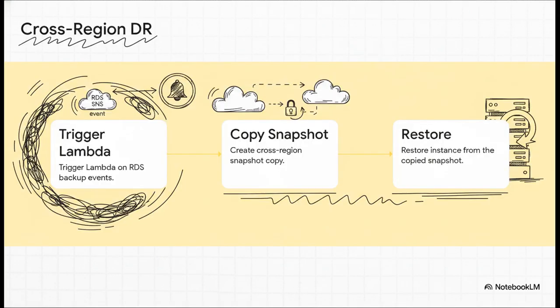So what about disaster recovery? We need strict recovery time objectives, or RTO, across regions. Manual intervention just won't cut it, right? Exactly. You need an automated DR process.